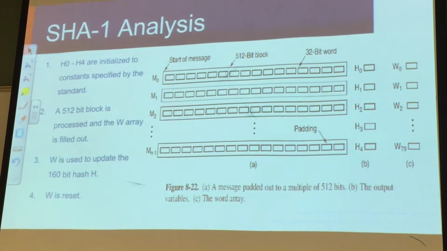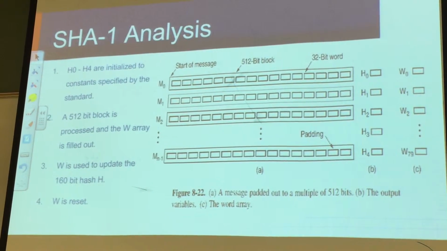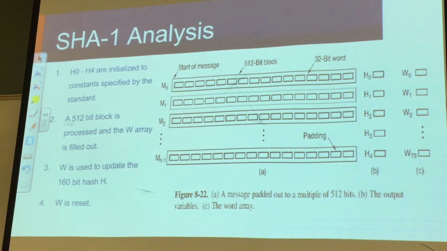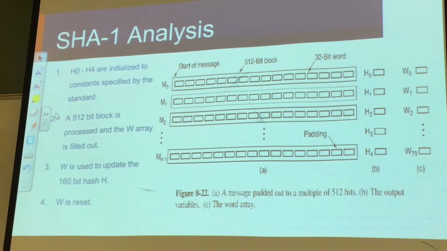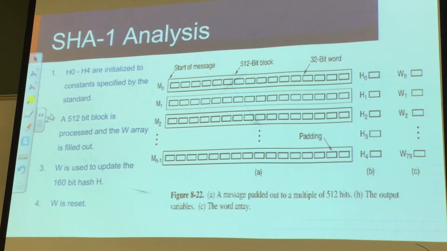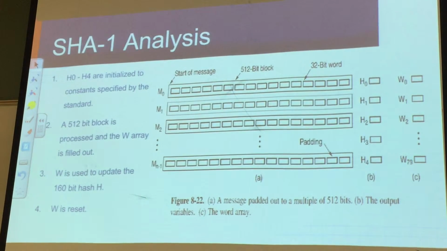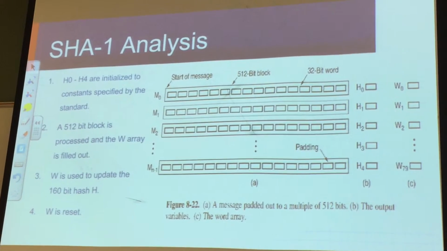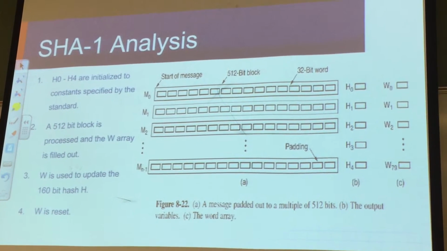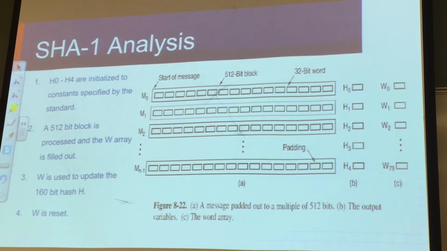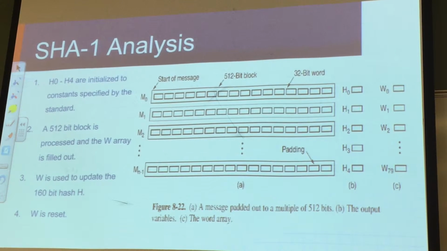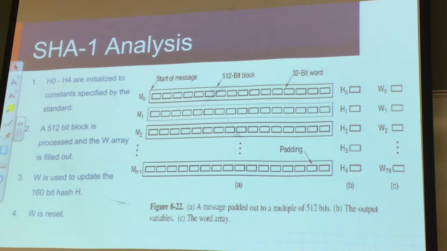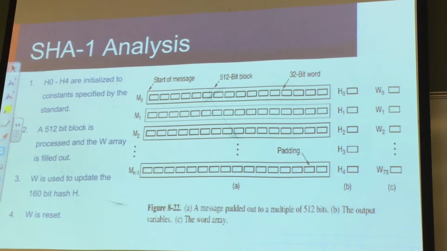After you have initialized H0 through H4, you're going to split the entire message up into 512-bit blocks, and then you're going to process them each in turn, as we can see by number 2 here. So you're going to send one 512-bit block of the message through the SHA1 algorithm, and then you're going to basically update W, which in turn will update H. At the end of that cycle, W is going to be reset, and you process another block, and that's basically how SHA1 works.